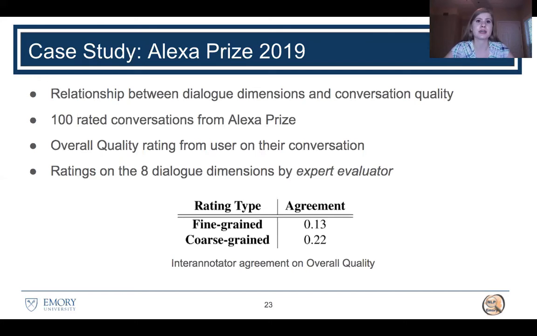So to remedy this, we also did an expert analysis on the same conversations, where we manually rated the conversations on each of the dialogue dimensions previously discussed, including giving an overall quality rating. So the main goal of this case study was to provide a preliminary understanding of the importance of different dialogue dimensions to overall human perception of dialogue quality. However, I do want to point out that due to the low agreement between the expert overall quality rating and the user's overall quality rating, it is difficult to draw any conclusive results from our case study, but we do hope that this work further encourages additional exploration in this area.